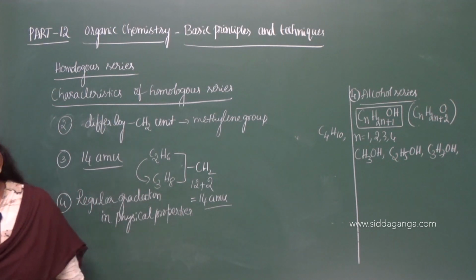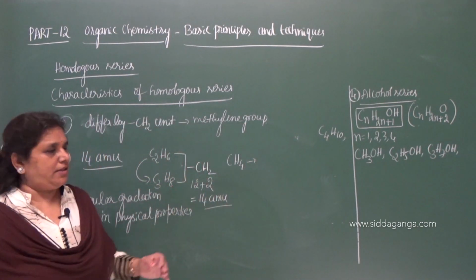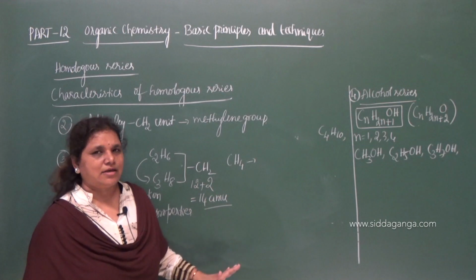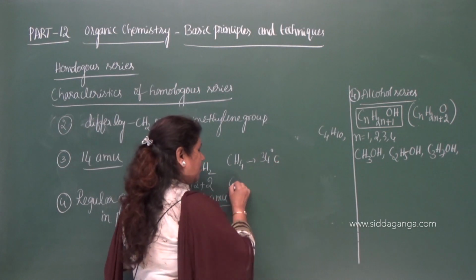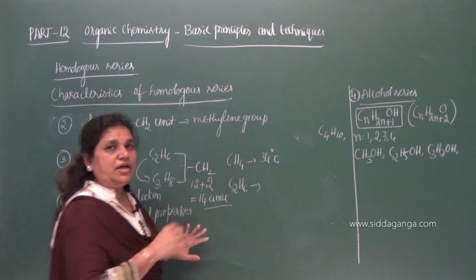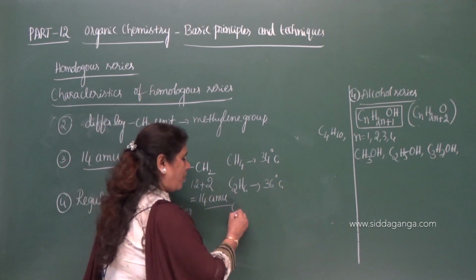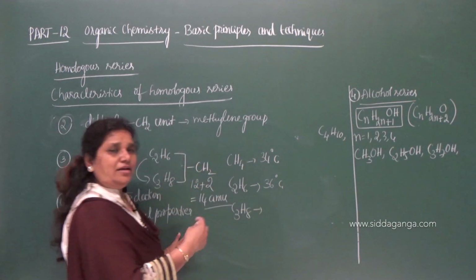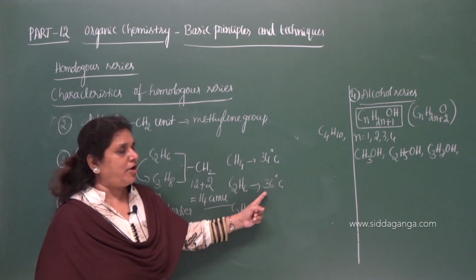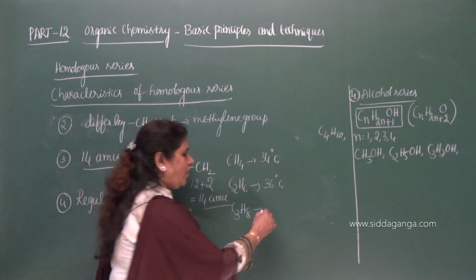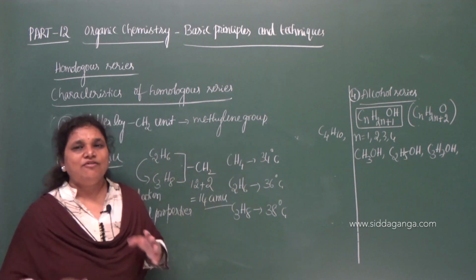Let me give an example here. Let it be the boiling point of methane. This is not the true value, I am just giving an example. If the boiling point of methane is 34 degrees centigrade, then what will be the boiling point of ethane? Let it be 36 degrees centigrade. Then what will be the boiling point of propane? You can give it on the basis of this, because the difference in boiling point will be 2 degrees centigrade. Therefore, you can write 38 degrees centigrade. This is called regular gradation in the physical property.